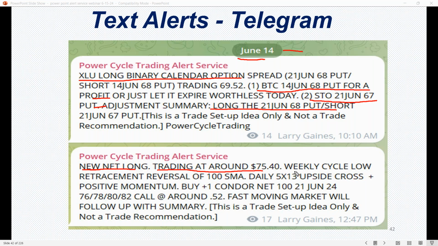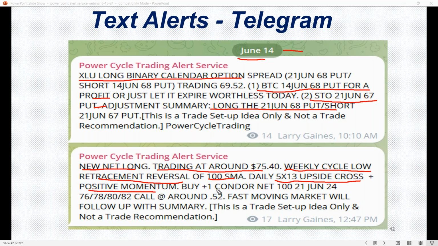But I'll always put an option strategy with it that I think is a good one for low risk to good high reward. Then I'll give you a brief description of why the trade is being set up. In this example, it says this was a weekly cycle low, a key cycle low that I look for, which is not going to happen all the time. This was a weekly cycle low retracement reversal off the 100 simple moving average. Plus it had what I like to look for, a 5/13 upside cross, which is a really nice confirmation of momentum either up or down. So this was an upside cross, plus we had positive momentum on my momentum indicator.